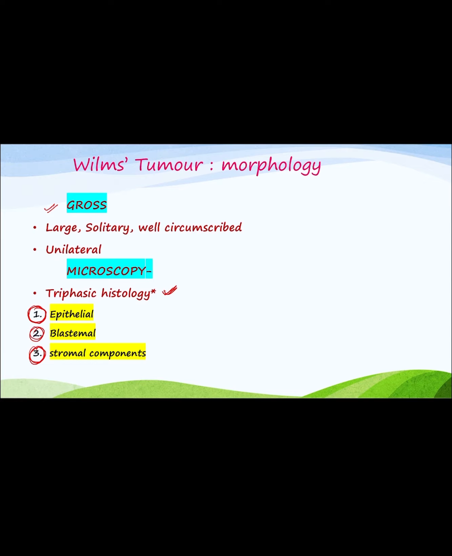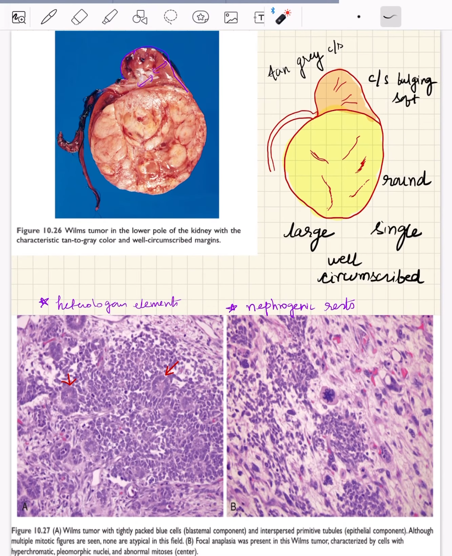Primitive looking cells are seen in the blastemal component. These cells are arranged in the form of sheets, tubules, cords. In the epithelial component, these cells are forming abortive tubules and glomerular-like structures, and in the stromal component mainly spindle cells are seen along with a myxoid stroma. So let us understand with these images. This is an image of Wilm's tumor, and we can see these round blue cells which are seen here.